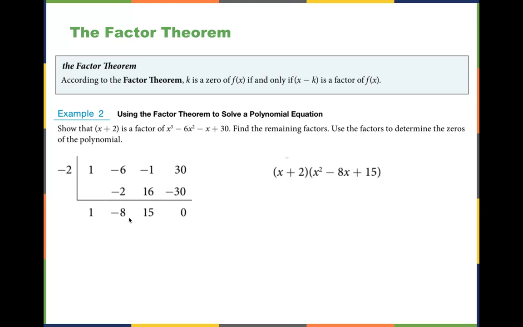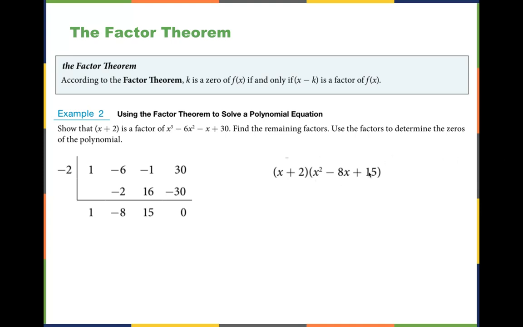X squared minus 8x plus 15. So now we have a linear function times a quadratic. Once we get it to a quadratic, we're in business. We know how to solve every single quadratic, right? We can factor it. We could complete the square if we wanted. We can always use the quadratic formula, right?